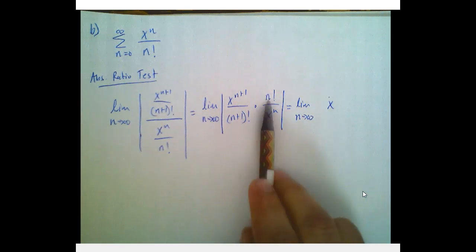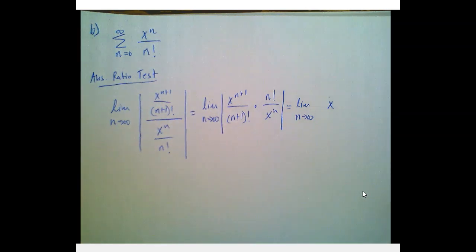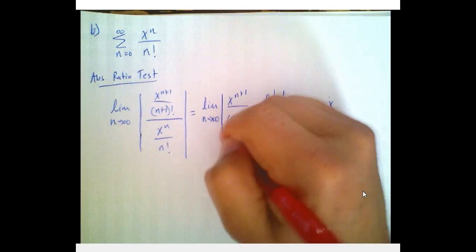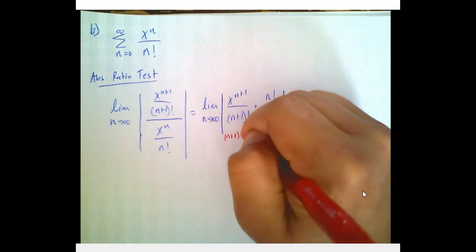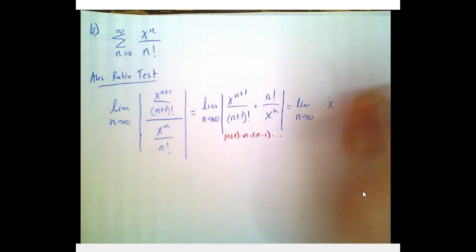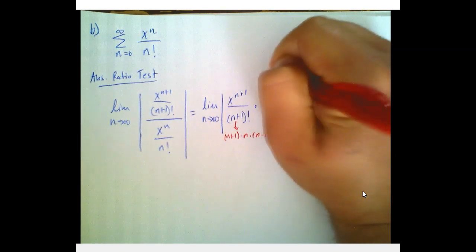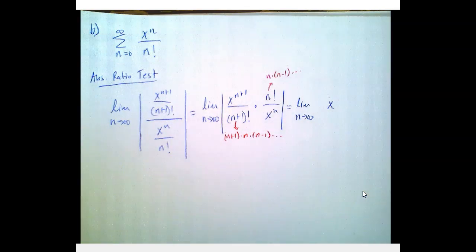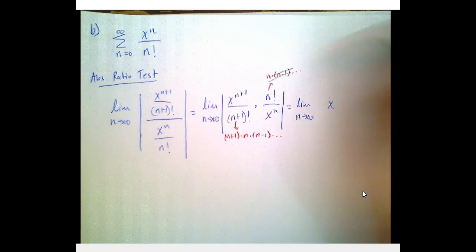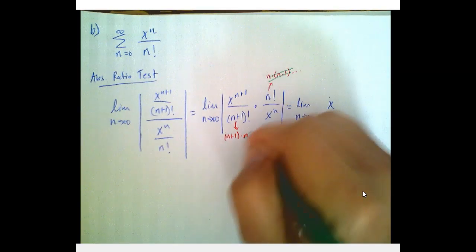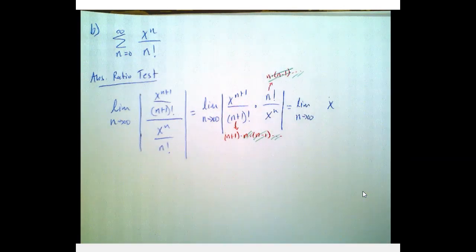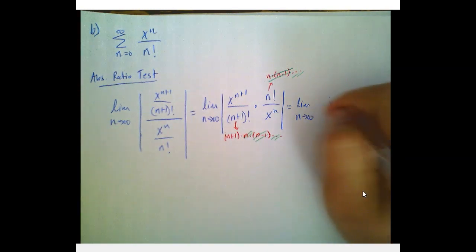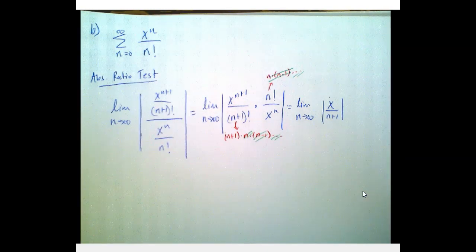And here, if we were to expand these, this would be (n+1) times n times (n-1), and so on. This one is n times (n-1), and so on. So you can see how the cancellation happens here. n minus 1 cancels n minus 1, and so forth. So we're left with just n plus 1 at the bottom. Absolute value.